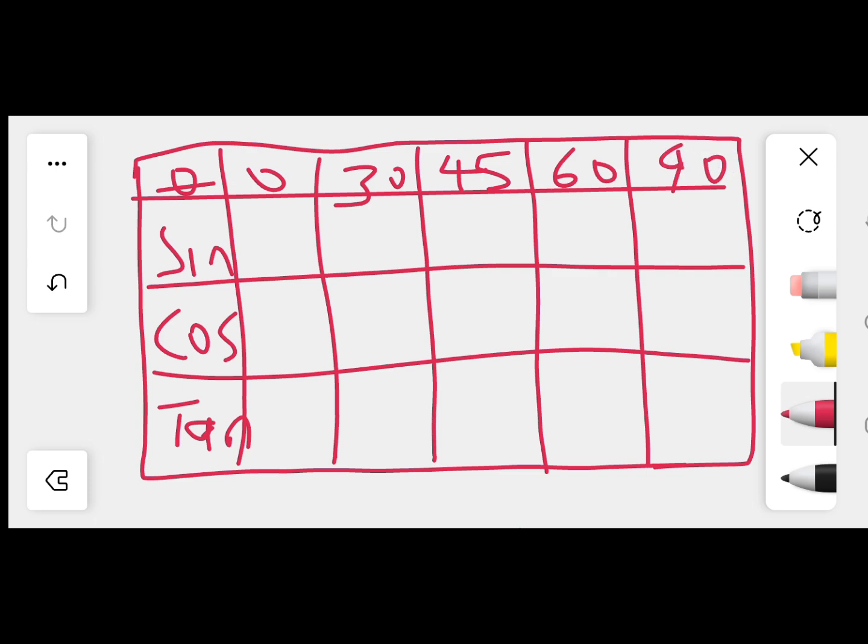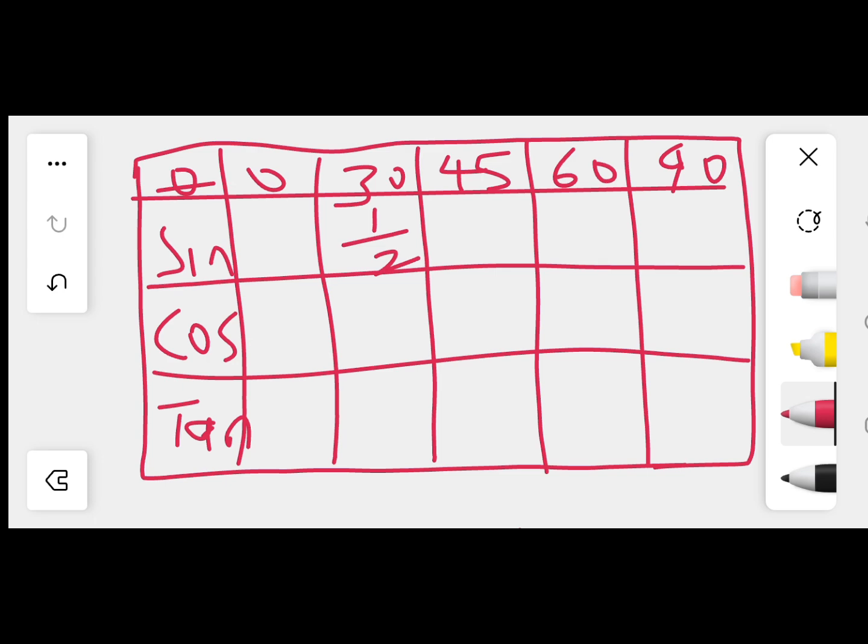Now the only one you need to master is just that sine 30. Sine 30 is 0.5, and 0.5 simply means 1/2. So I'm going to put 1/2 here. That is the only one you need to master. All right, so once you are done with that, how do I fill in the other ones?